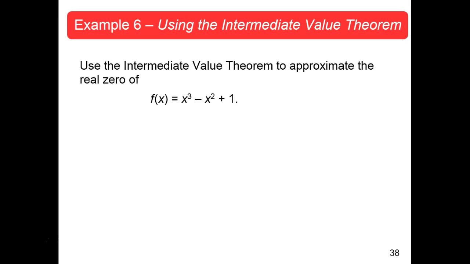-1. -1, that'd be -2 plus 1 is -1. So here, at 0 it's plus 1, at -1 it's -1. We found a bracket, okay? So f of 0 is equal to 1, and f of -1 is equal to, what did we say that was?